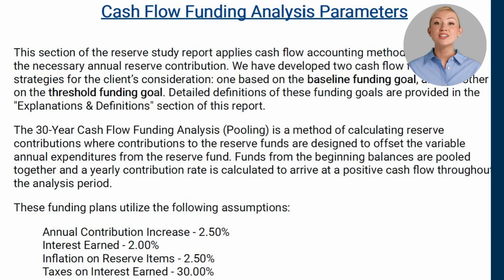Next, we apply an interest income rate to the association's reserve investments. We take a conservative approach here, since interest rates will inevitably rise and fall over the 30-year period, but it's still important to account for some interest income. Finally, the association is assumed to pay taxes on that interest income, which we set at 30%.